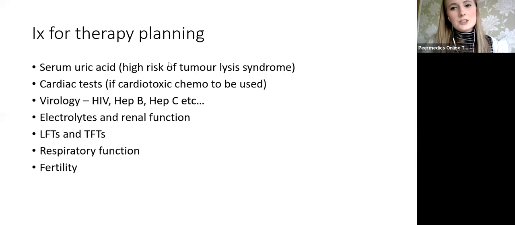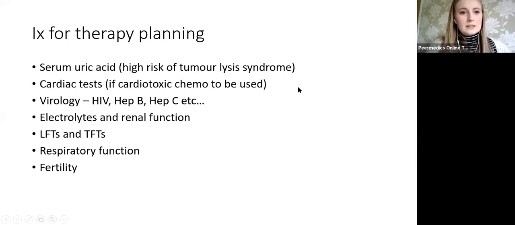Then you've got some investigations that you want to do for planning as well, because the unfortunate thing with cancers obviously is that the treatments for them are pretty nasty as well. Sometimes they're going to cause more symptoms than the patient had in the first place, but it's to mitigate the risk of it getting worse. So you want to take a serum uric acid because there's quite a high risk of tumor lysis syndrome, which we're going to talk about closer to the end, because that is not common, but it's especially linked to lymphomas.